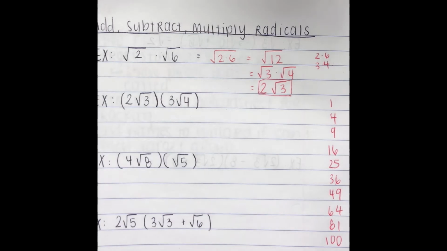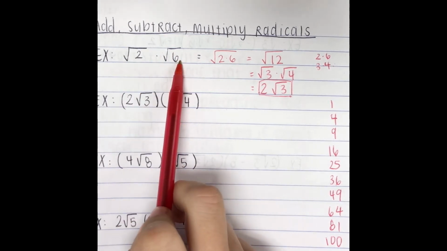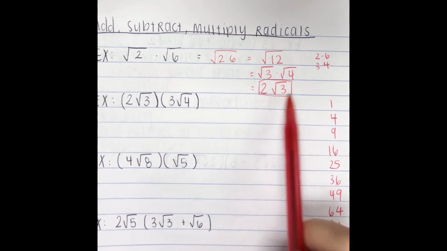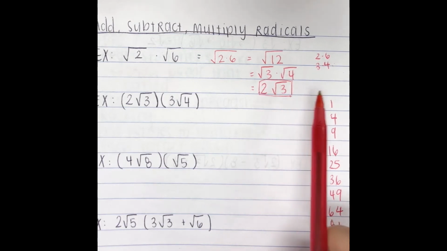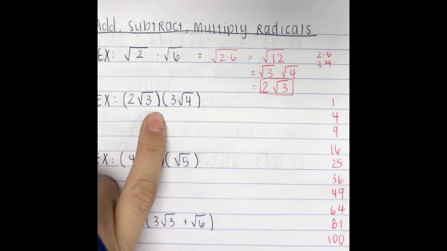Okay. One way you can check your answer is if you were to type square root of 2 times square root of 6 in your calculator, it's going to give you some decimal. And then if you type 2 square root of 3 in your calculator, it's going to give you the same exact decimal. Okay. Let's look at our next example.